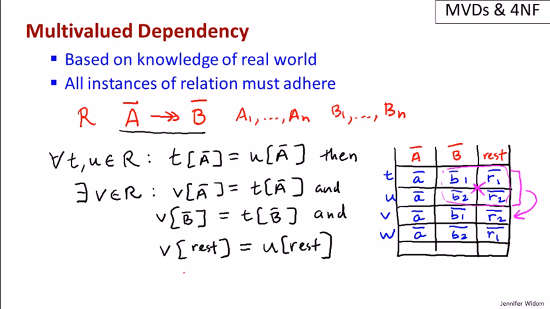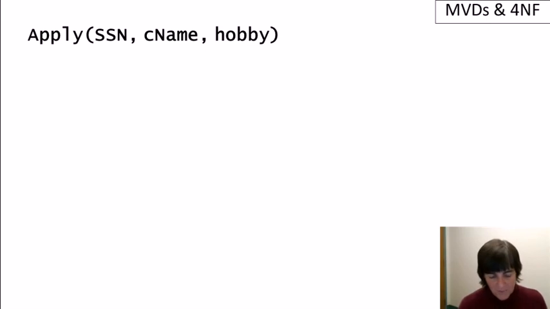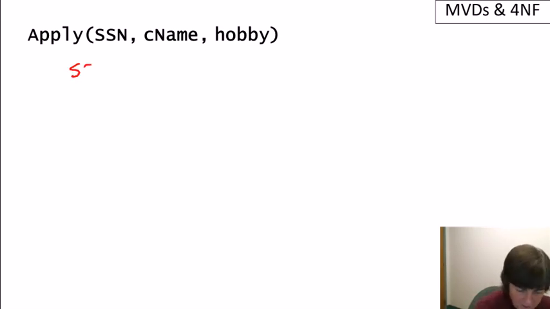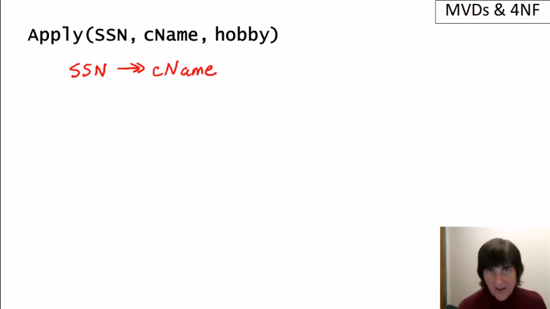Incidentally, sometimes multi-value dependencies are called tuple-generating dependencies, and that's because the definition is about having additional tuples when you have some existing tuples, unlike functional dependencies, which just talk about the relationships among existing tuples. So let's go back to our example. Now we have students applying to colleges and having hobbies, and those are independent facts about the student. So we'll write our multi-value dependency as Social Security number multi-determines CNAME, and now let's use some example data to see our definition and how it works here.